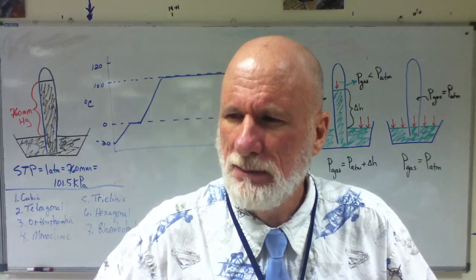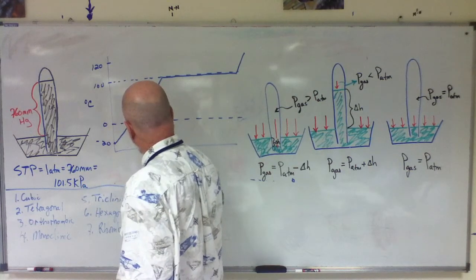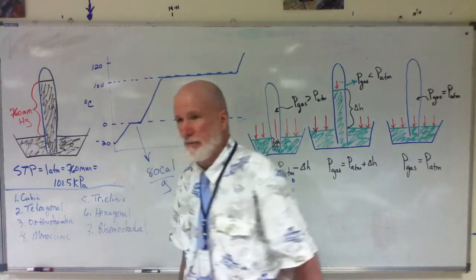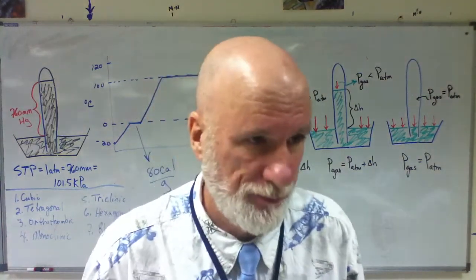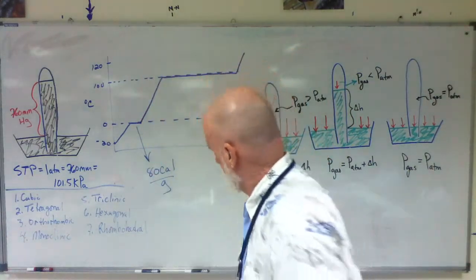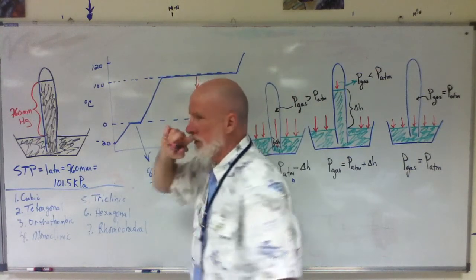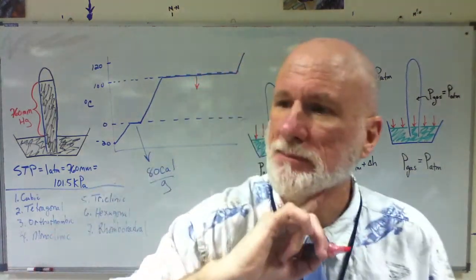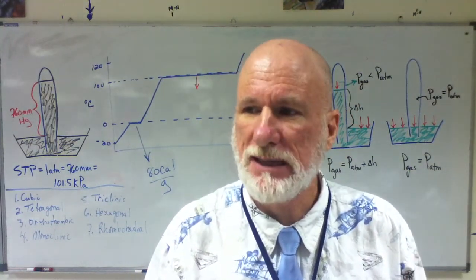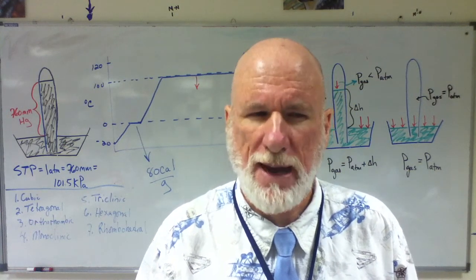So 80. And what is that in? Calories. 80 calories per gram, right? Or 80 kilocalories per kilogram, right? Now what's the heat of vaporization? It's going to be 5 something, 580, 560, 540. He's going to get back to us on that.